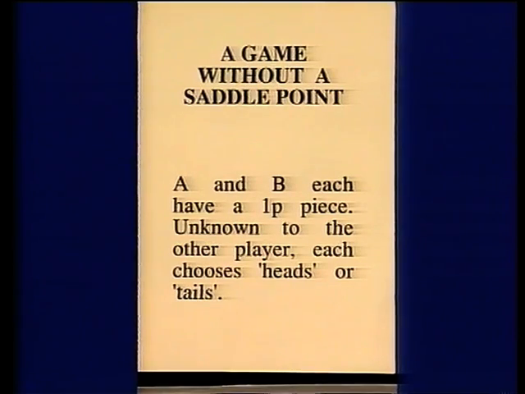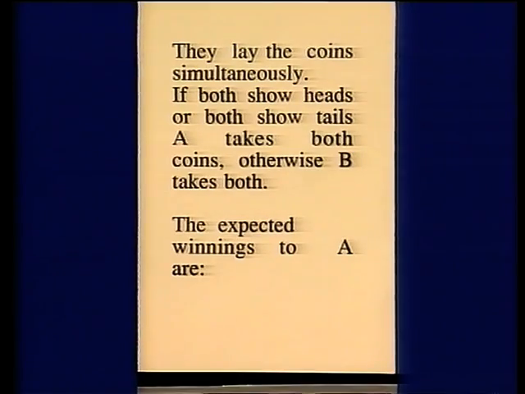A and B each have a penny coin, and each will choose to display the coin heads or tails. Now, they're going to choose to make the display simultaneously, so that they can't react to what the other person does. And it's been decided that if both coins show heads, or if they both show tails, then player A will pocket both of them. On the other hand, if it turns out that the coins are one head and one tail, then B will pocket both of them.